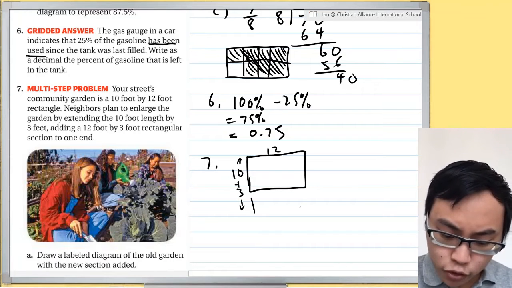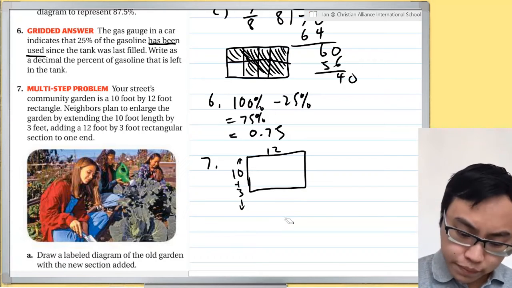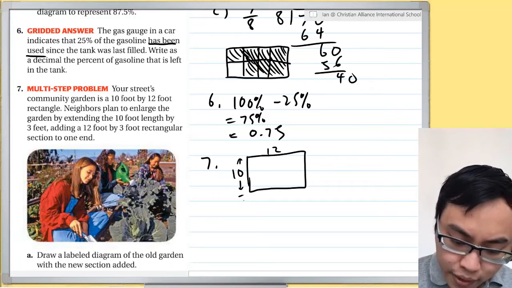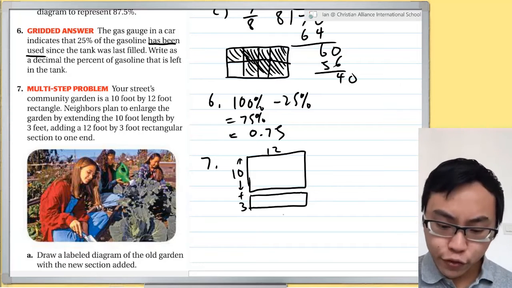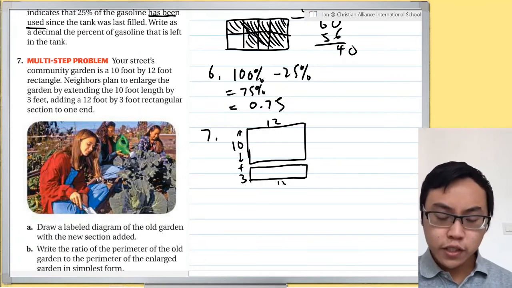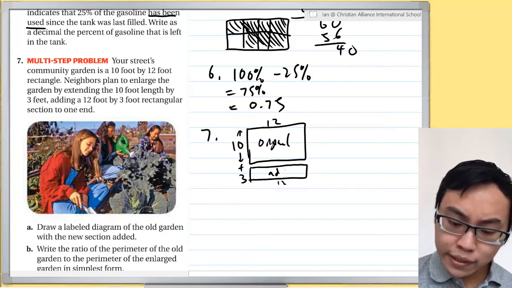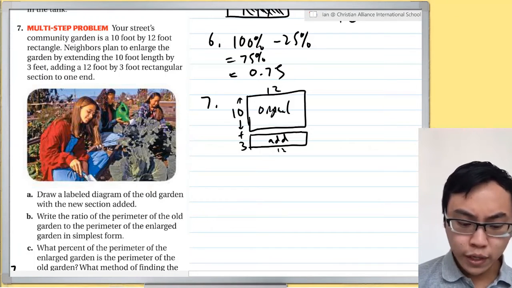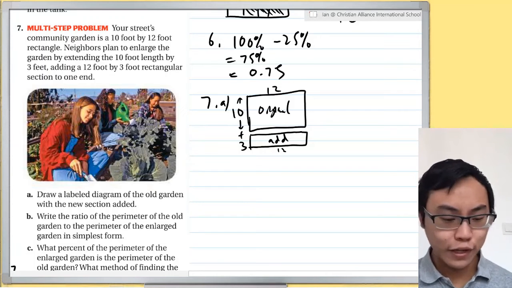So we're going to add an extra 12 by 3. This is originally 10, and then we want to add an extra 3 feet at the end. That is the 12 by 3 foot rectangular section at the end. So this is the scenario. This is the original garden, and then we're going to add this part to the end. First, draw a labeled diagram of the old garden with the new section added. There we go, part A, I've already done that without even looking at question A.